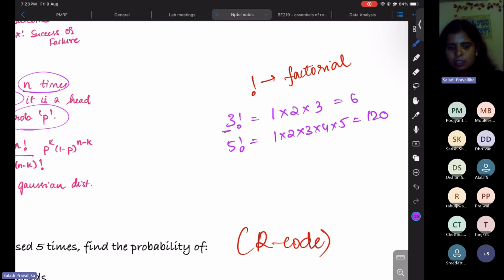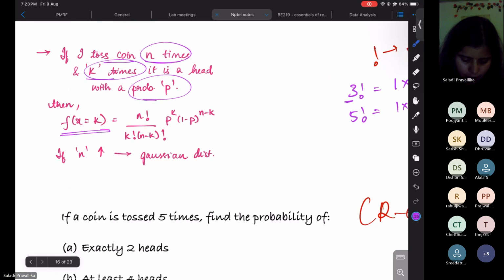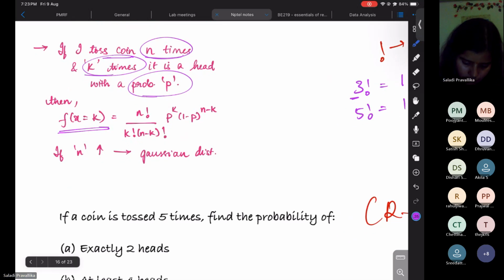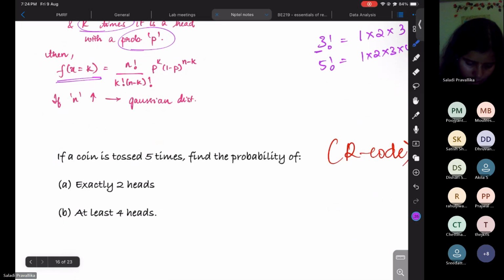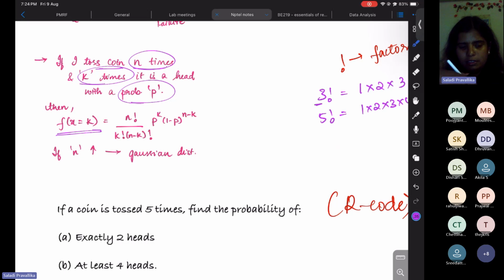Okay. So that is called a factorial. The same factorial is used here. And also, if the n value keeps increasing, the more times you toss the coin, it is going to look more like a Gaussian distribution.